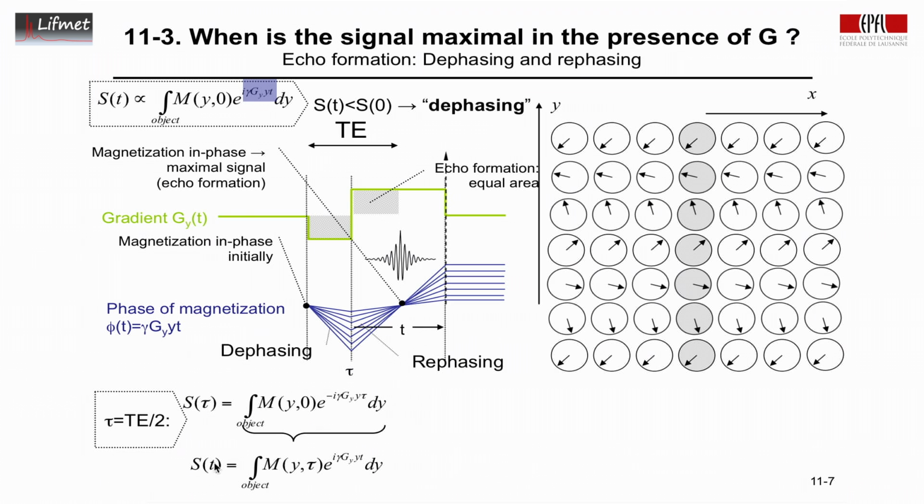The signal during time t is proportional to the transverse magnetization. That's the sum of the transverse magnetization over the object. So we sum along dy, it's the magnetization along y at time tau times this term here. Here it's now positive because we have changed the sign of Gy.